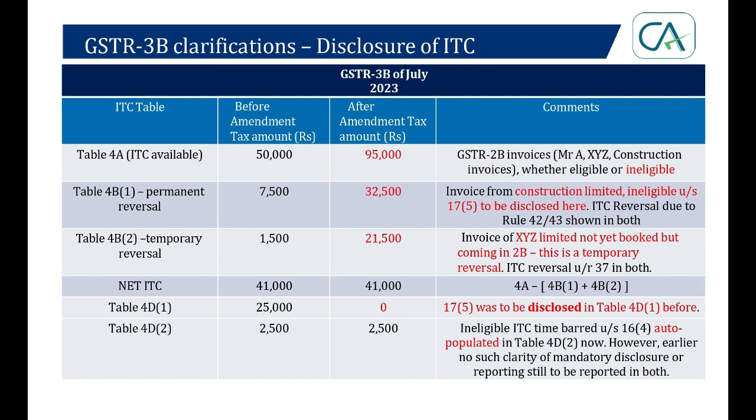Here, sir, I have not given the breakup 4A1, 4A2 because it would be very big, but what we understand is 4A5 and 99% of our credit is auto-populated. Right? Now, what about, sir, the reversals?